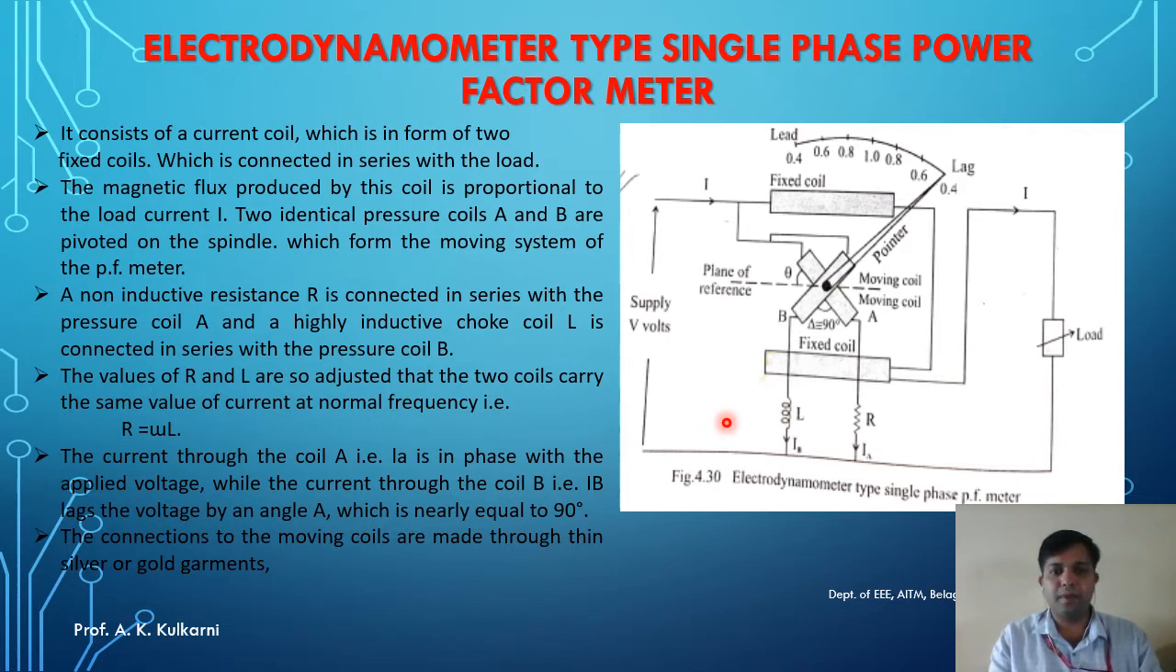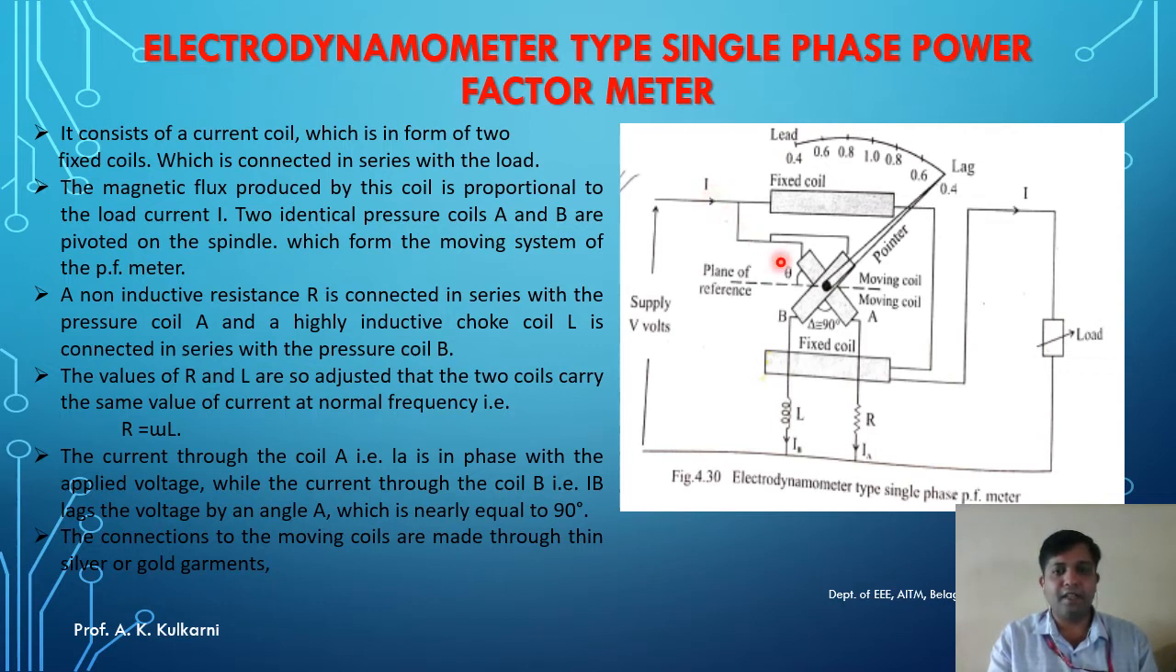Magnetic flux produced by the coil is proportional to the load current. So whatever magnetic flux is produced by these fixed coils will be proportional to the flow of current through them. The flow of current through this coil is current I, so the flux created by these field coils will be directly proportional to the flow of current.